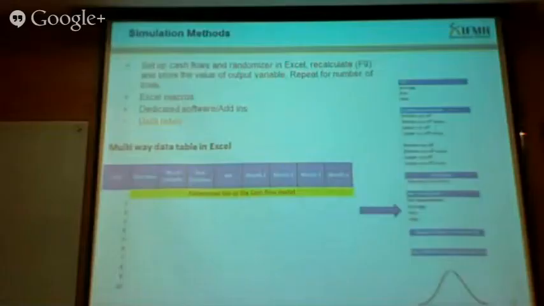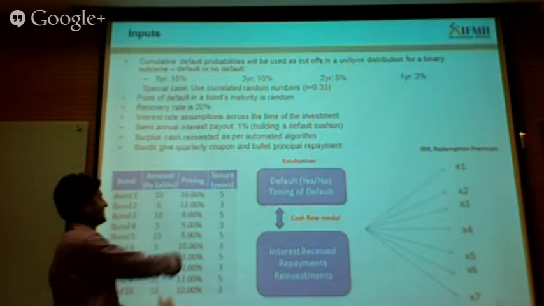The first is, it's a joke, obviously. A prehistoric way of doing this would be, I have a randomizer here. I have an Excel. I press F9. F9 will recalculate all the variables. I press F9, I get, say, X1 as the return. I jot it down somewhere.